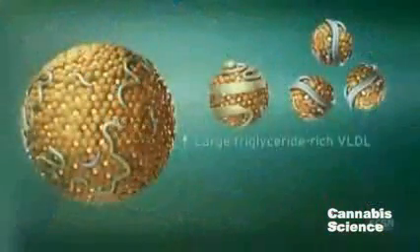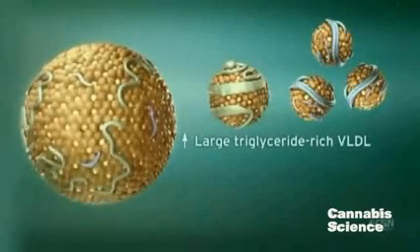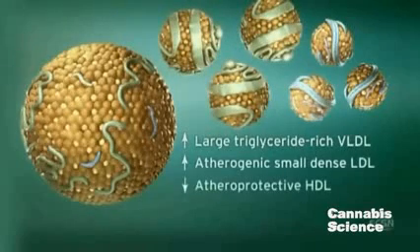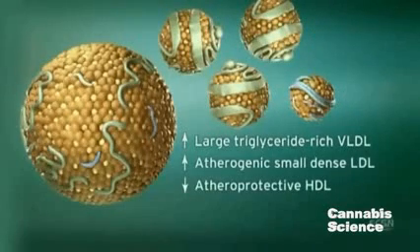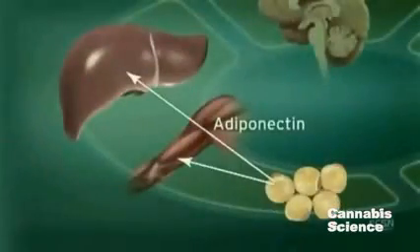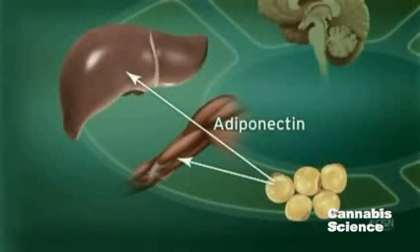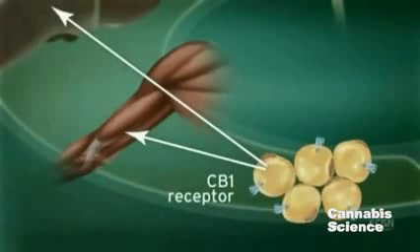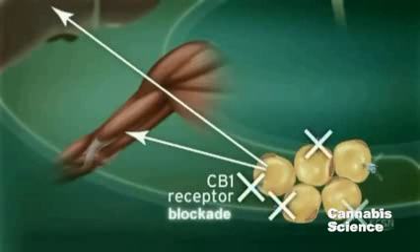Large triglyceride-rich VLDL sets the stage for the atherogenic lipid profile of small, dense LDL, decreased levels of atheroprotective HDL, and overall increases in cholesterol and triglyceride levels. Adiponectin, another hormone secreted by adipocytes, regulates lipid and glucose metabolism. Adiponectin is believed to regulate fatty acid oxidation in muscle and liver, thus improving insulin sensitivity. CB1 receptor stimulation in adipocytes reduces adiponectin, while CB1 blockade increases adiponectin synthesis.